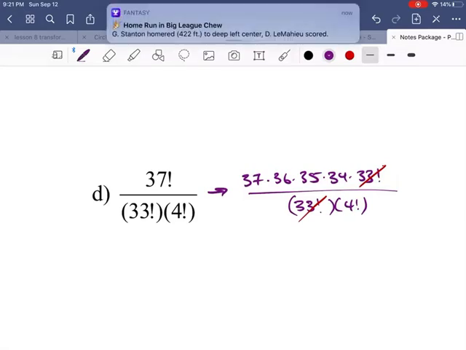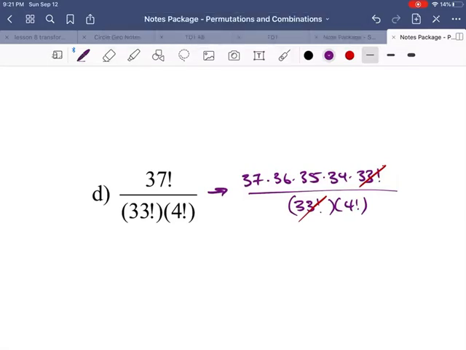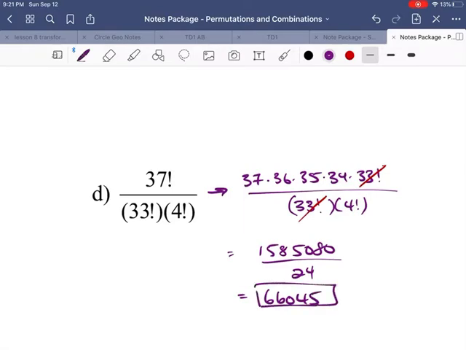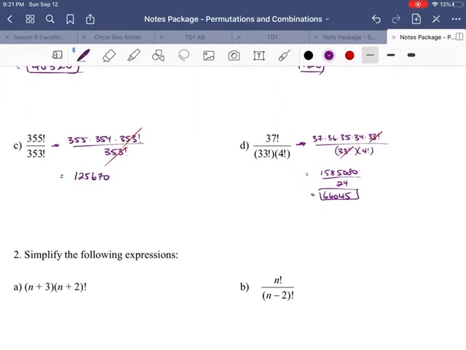Okay, and if you multiply the top numbers, 37 times 36, etc., you're going to get 1,585,080, and the bottom goes to 24. And then further simplifying goes to 66,045.